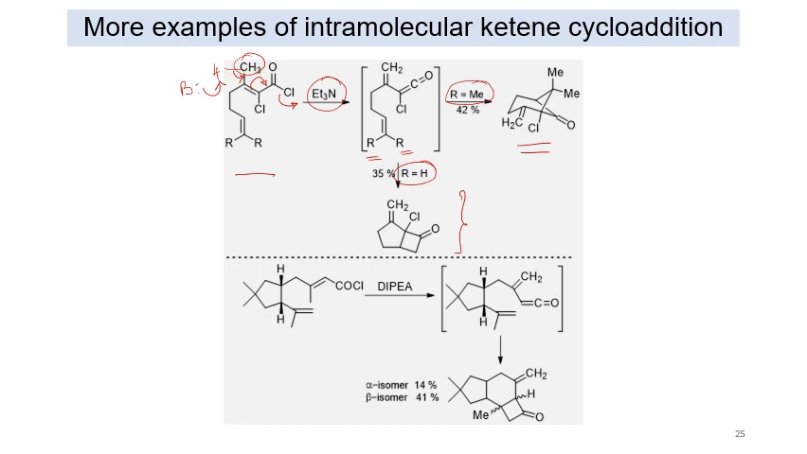Similarly, you can see here, this is also a beautiful example. In this particular condition, diisopropylethylamine abstracts a proton from this particular allylic position, giving you this particular ketene. This now adds on to this olefin to give you a fused tricyclic structure.